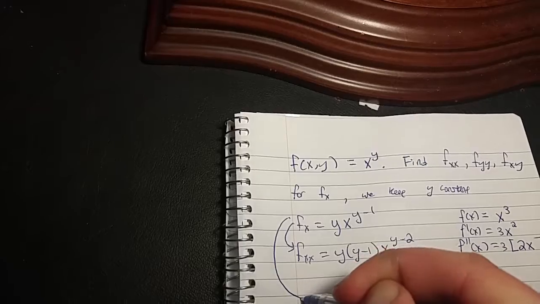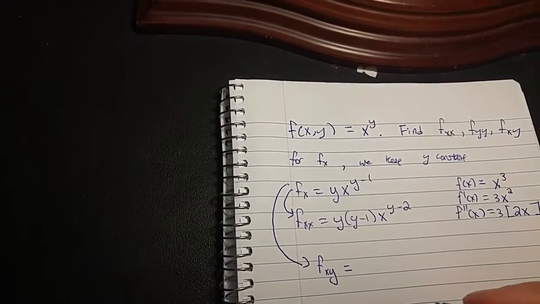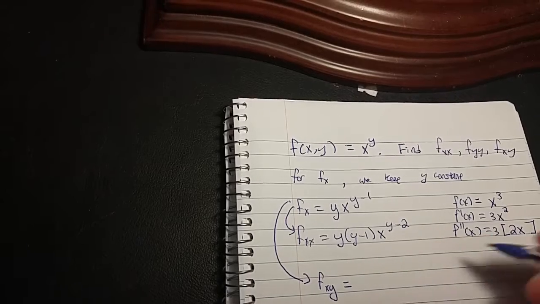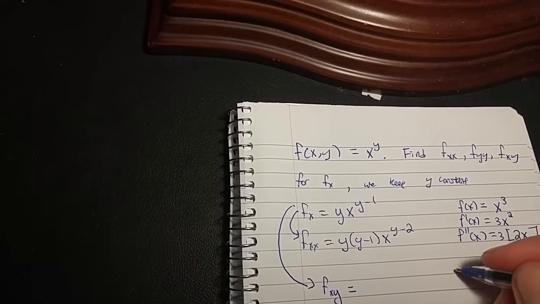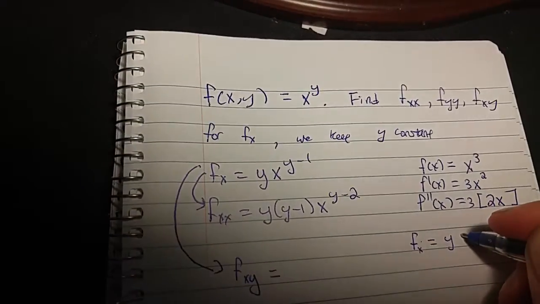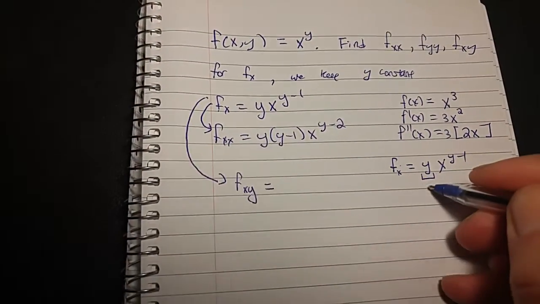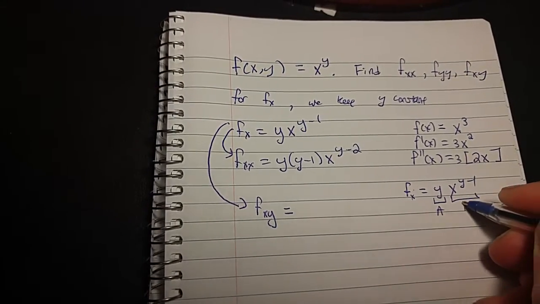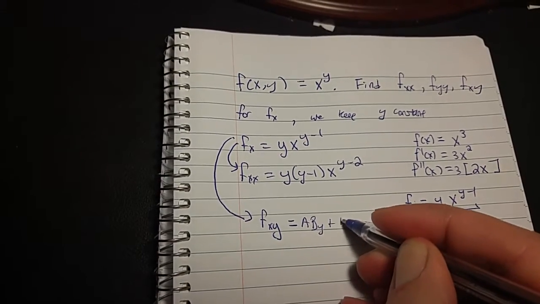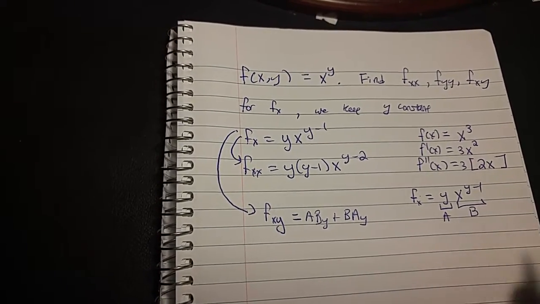Now we'll go from f sub x to f sub xy. Take the y derivative of f sub x. Now when we do that, our function is f sub x equals y times x to the power of y minus 1. We take the derivative with respect to y, we need a product rule. We have an a, we have a b. We're going to have a times b sub y plus b times a sub y, for a and b defined here.